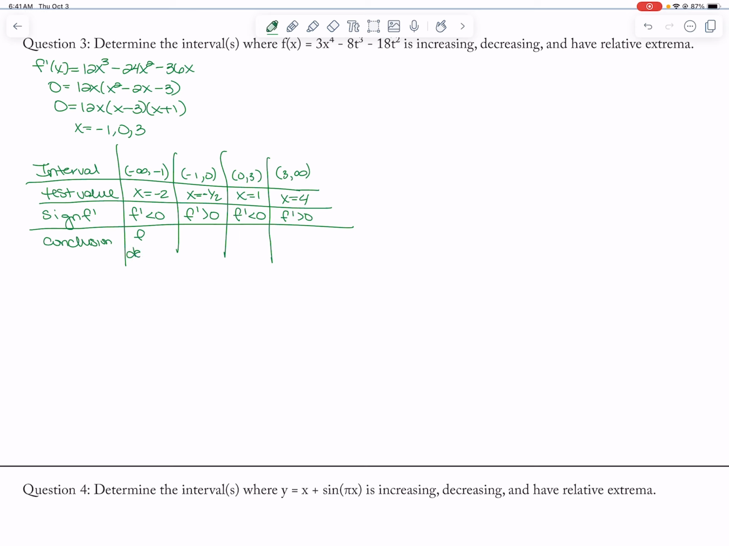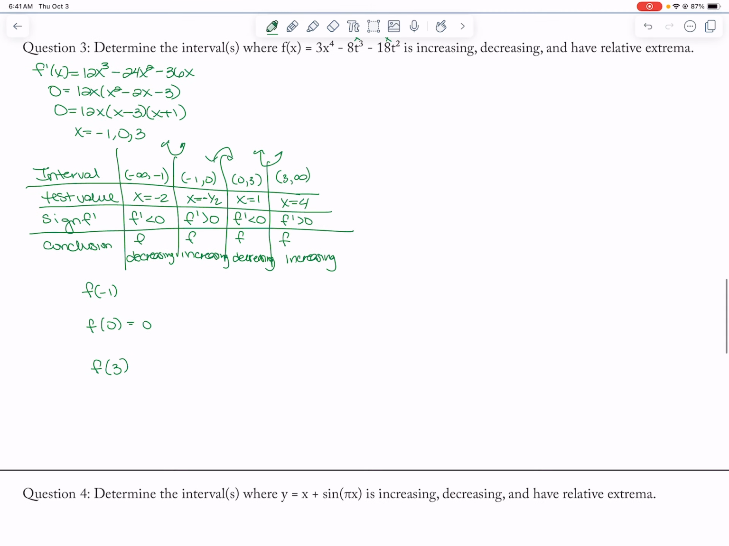So f is decreasing. F is increasing. F is decreasing. And f is increasing. So I want, here's a min, here's a max, and then another min. So I want f of negative 1, I want f of 0, and I want f of 3. F of 0 will be 0.